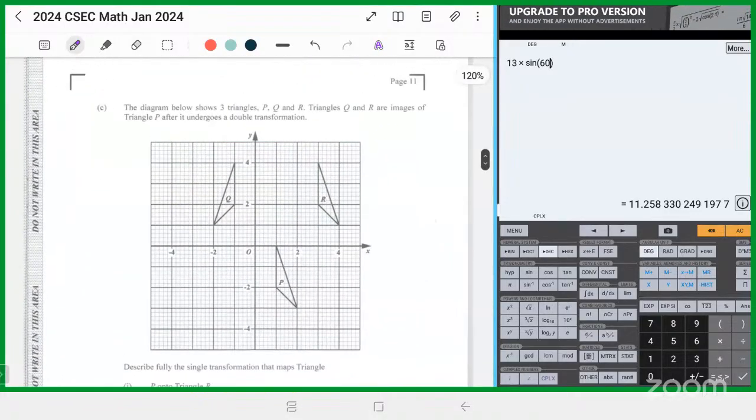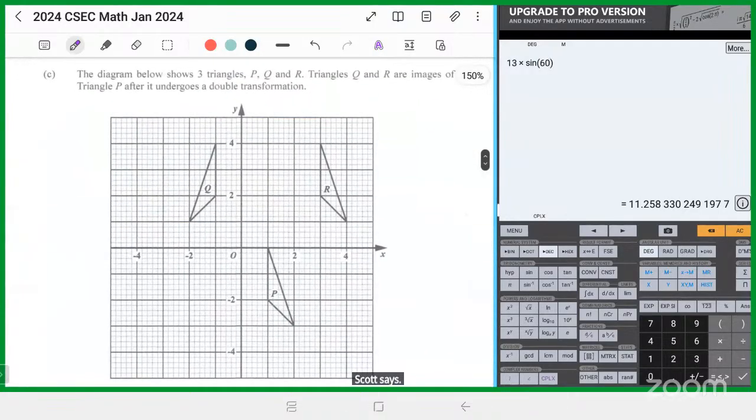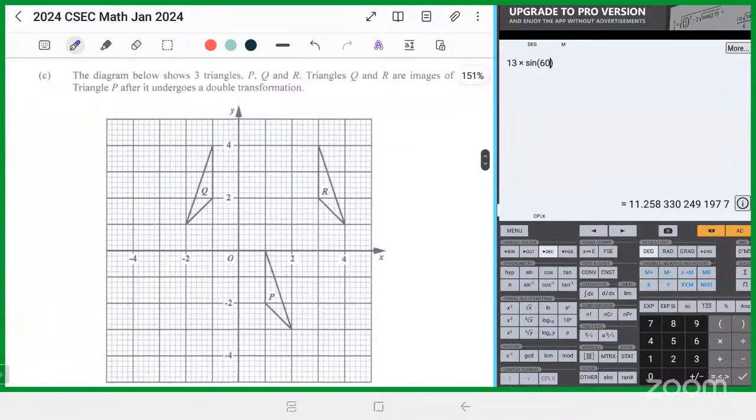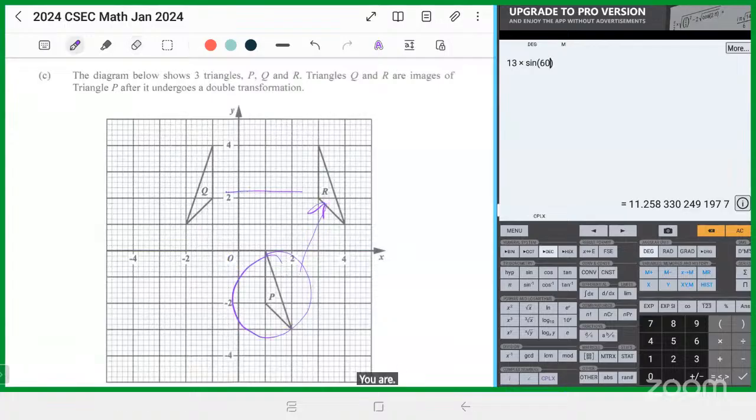This question says, the diagram below shows 3 triangles, P, Q and R. The triangles Q and R are images of triangle P. So this is the original one, mapping to that. So that is a double transform, E to R.